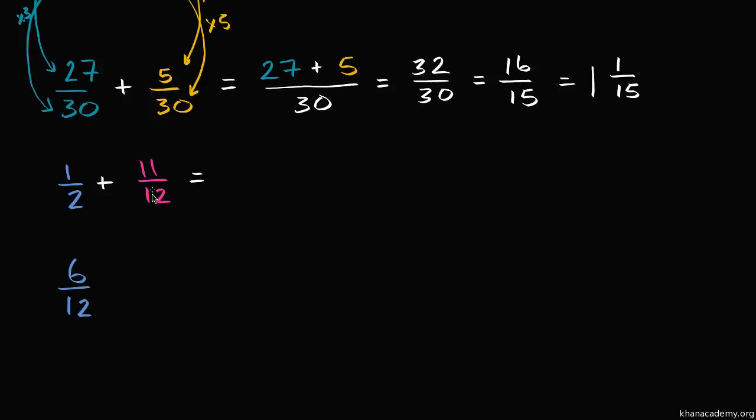And how would we write 11/12 as something over 12? Well, it's already written as something over 12. 11/12 already has 12 in the denominator, so we don't have to change that. And now we're ready to add.